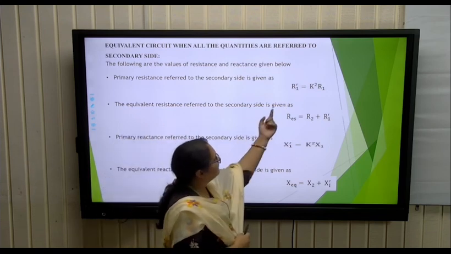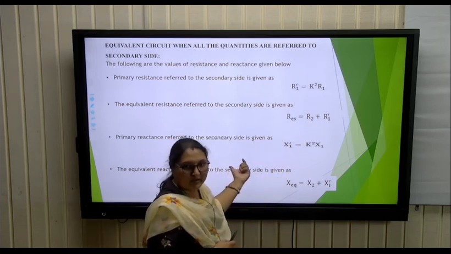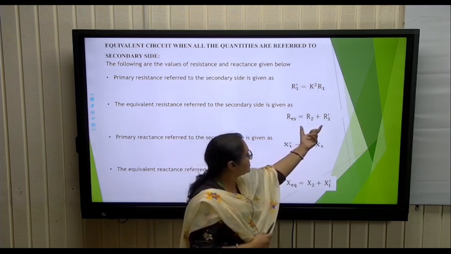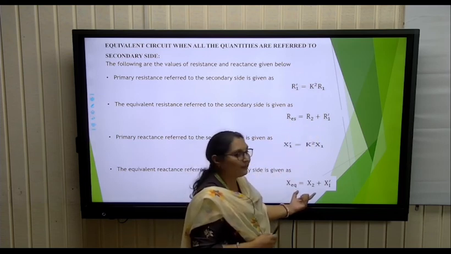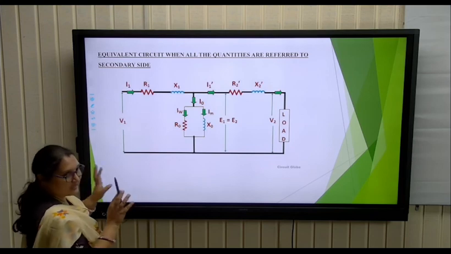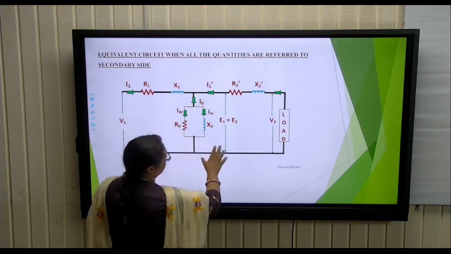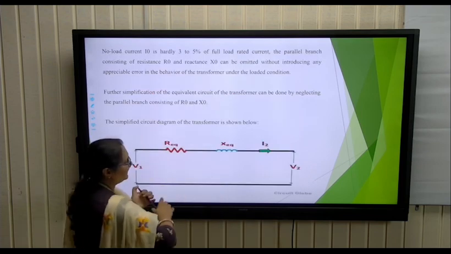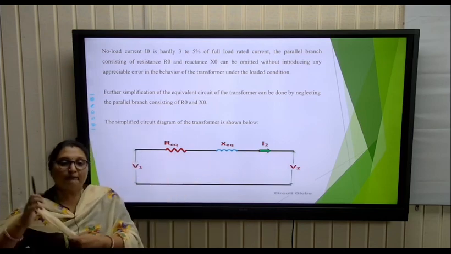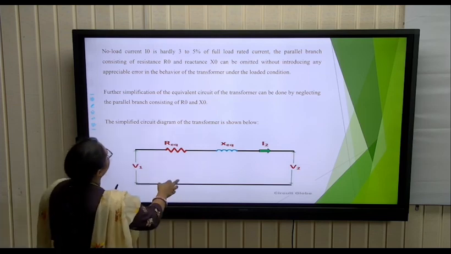When you convert it, you need to multiply it by K square. You cannot transfer the same value of R1 from primary to secondary. It should be multiplied by K square. And this is the total resistance on the secondary side, and this is the total equivalent reactance on the secondary side. And this is the complete equivalent circuit when referred to the secondary side. This is the complete equivalent circuit where we have reduced to R equivalent and X equivalent by deleting the magnetising branch, that is, R0 and X0, that one.